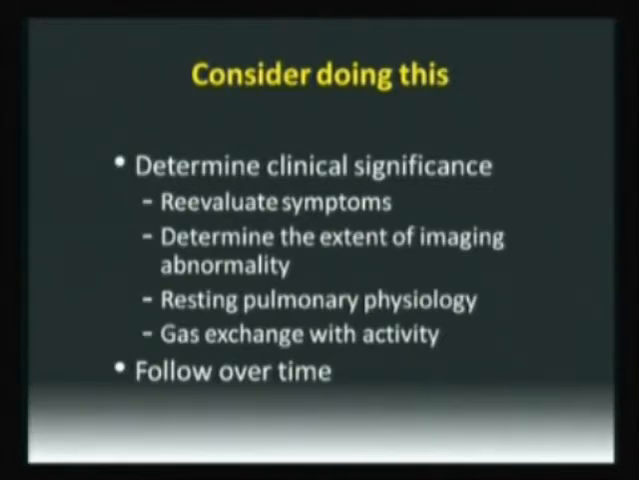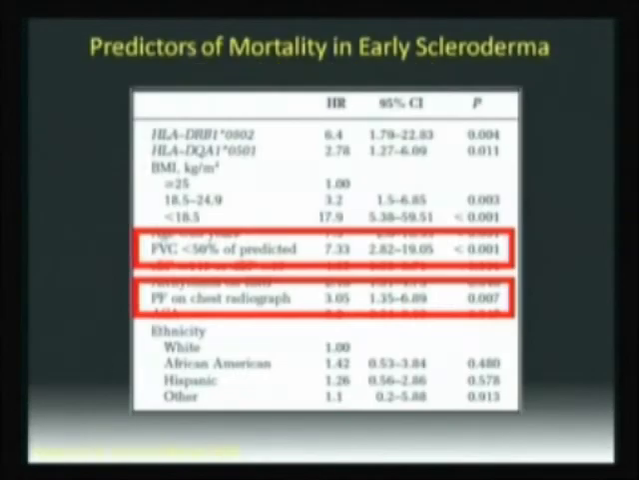So the major point here is that if you find a patient with connective tissue disease and high-resolution CT scan abnormality, do not forget about him or her. You need to follow up that patient, because in that patient, lung involvement can be the cause of death. You know, the predictors of mortality in scleroderma are FVC and the extent of pulmonary fibrosis on chest radiogram.